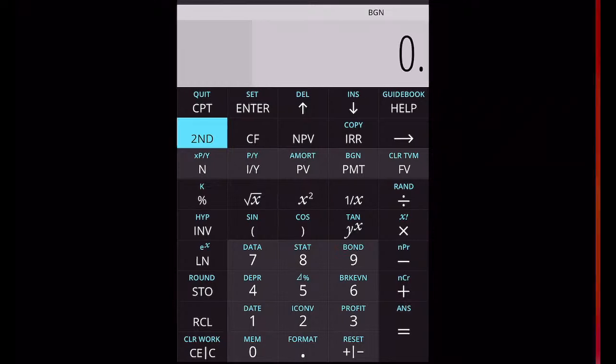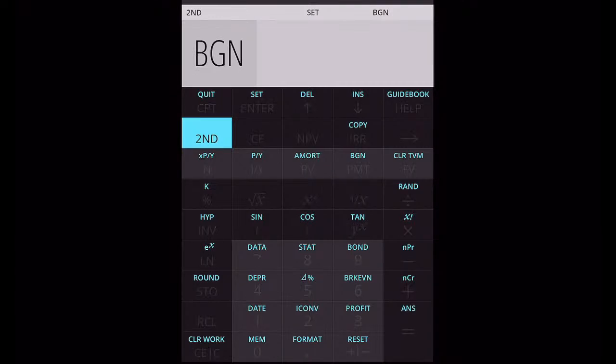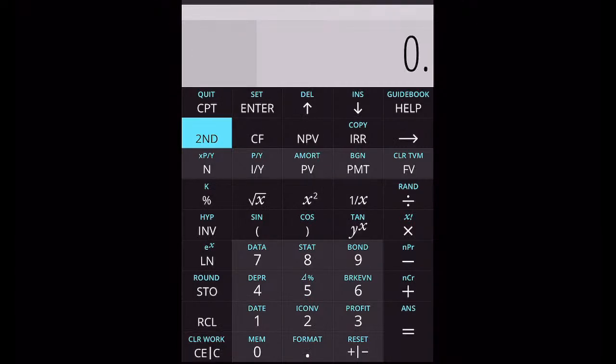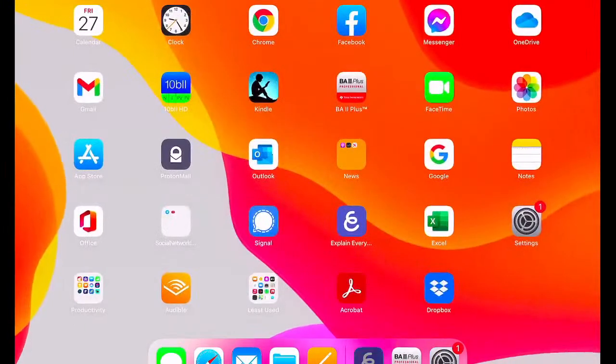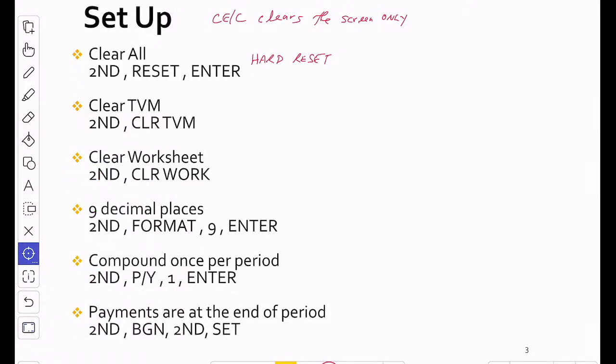So you do the same steps. Second, BGN, second, SET. And now we're back to the default. Now do not reset your entire calculator to do that. If you forgot how to get rid of the begin mode setting, look at this page. This is page 3 of your lecture notes. This is a very important page that you will probably refer to often.